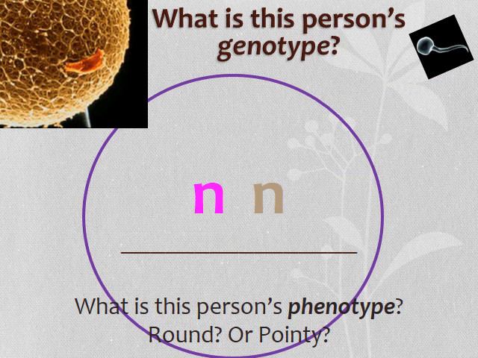Now in this case, we have little n, little n. What do you think this person's genotype is? We would call that homozygous recessive. Now considering we have two of the recessive traits, or the recessive alleles, this person's phenotype would be pointy.